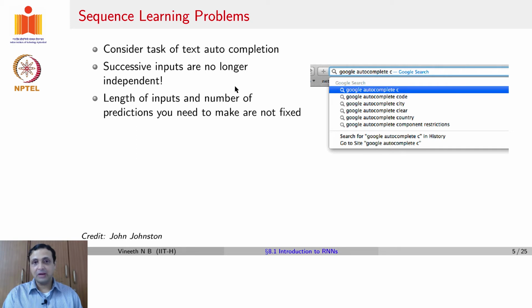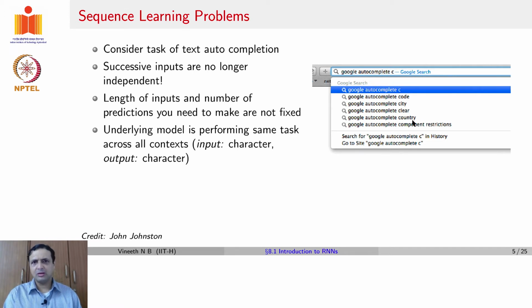And in this kind of problems, the length of the inputs and number of predictions you need to make may also not be fixed. So an example here is if you say Google autocomplete C, the last word could be code or could be country. These have different lengths, and you want your model to be independent of such constraints.